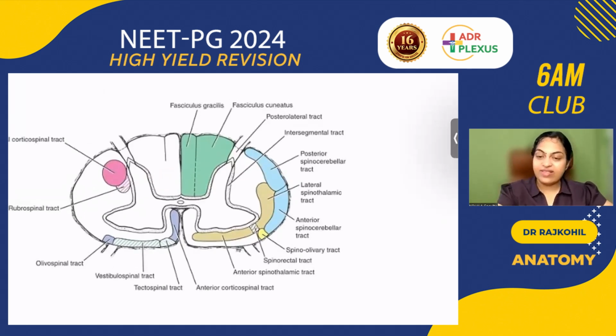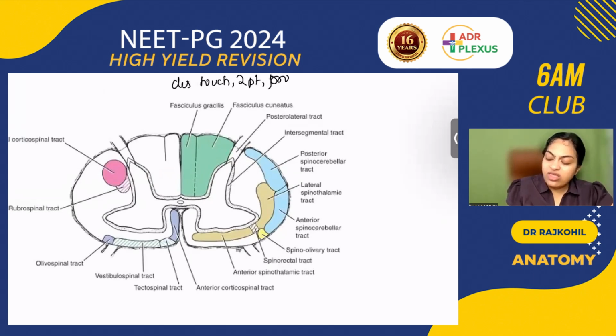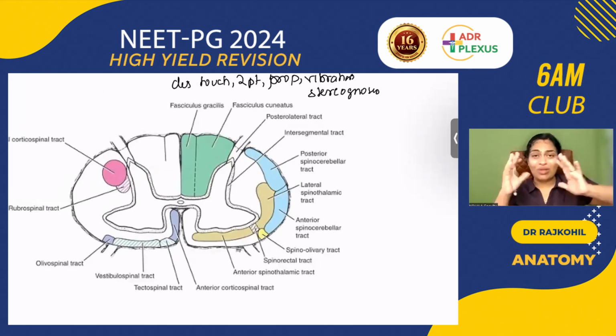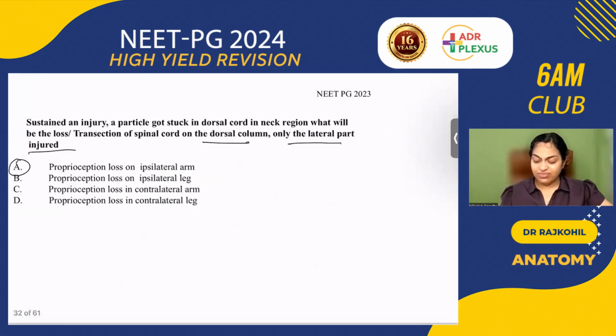What are the sensations carried by the dorsal column? It is going to be discriminative touch, 2-point discrimination, proprioception, vibration, stereognosis. When they mention stereognosis, also remember they're going to talk about the perception. The object is given in your hand, you're going to close and identify it. So that is also going to be related to the upper limb.